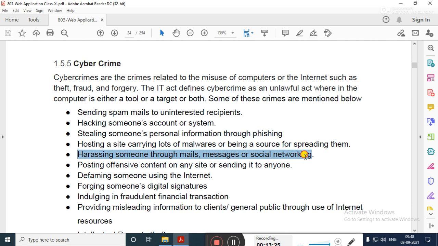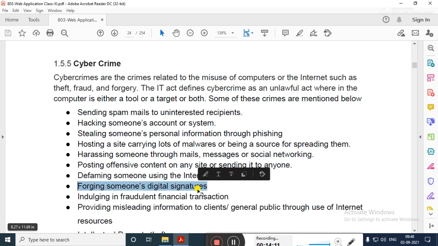Harassing someone through mails, messages and social networking sites, like Facebook, Twitter, WhatsApp. Many people have unknown and fake accounts, and from the fake account they can send friend requests and then send any kind of fraudulent messages. Posting offensive content, sending any kind of offensive messages or offensive pictures, is also a sign of crime. Defaming someone using the internet, for example on a social networking site, demoralizing or insulting someone in front of everyone, is also not a good thing.